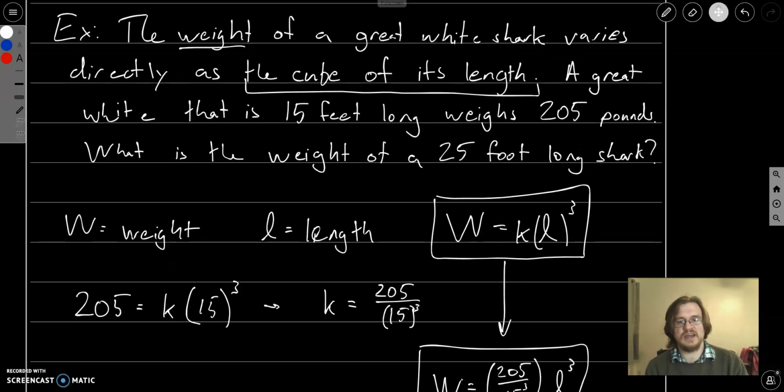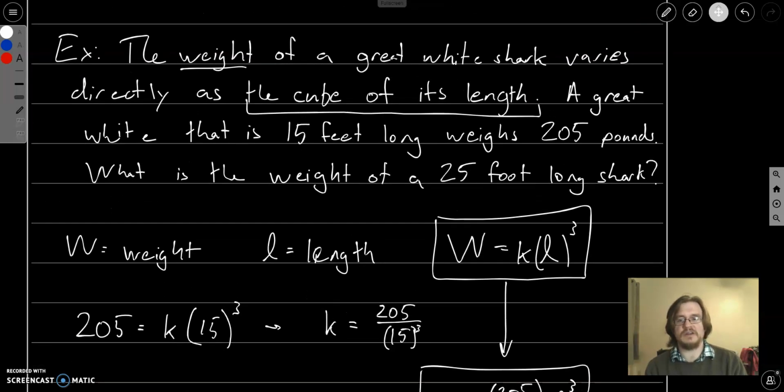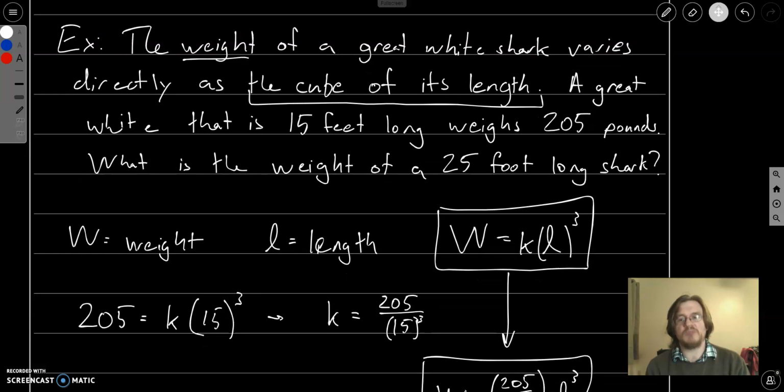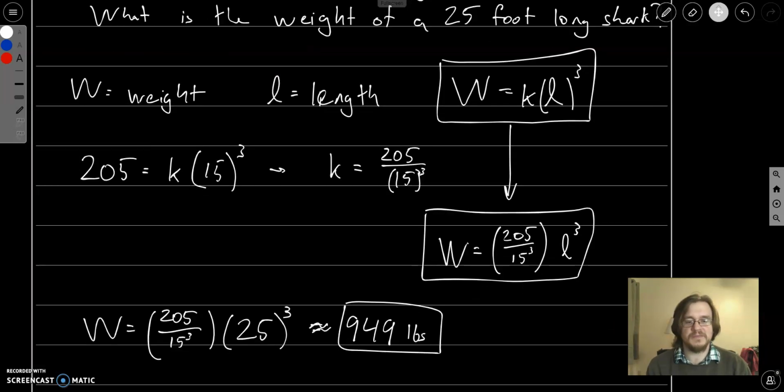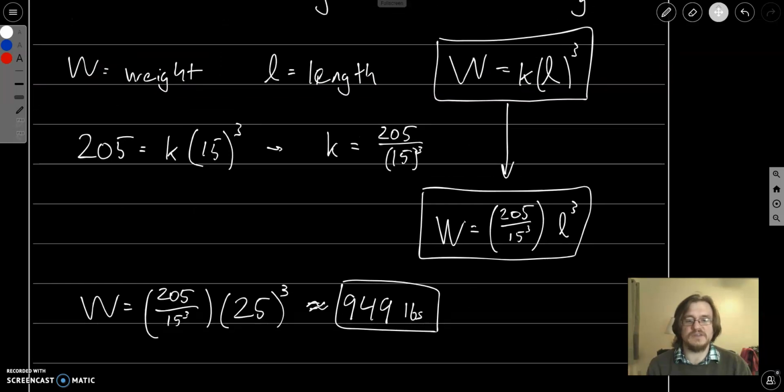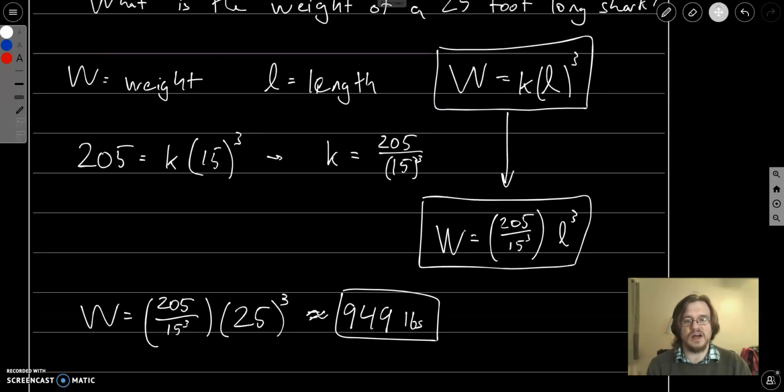Just as a quick aside, this is actually very common. Weight will vary directly as the cube of the length of pretty much any object, including human beings. The taller you are, your weight will go up by the cube of your length. And in the next video, we will look at what happens when variables vary inversely with one another.